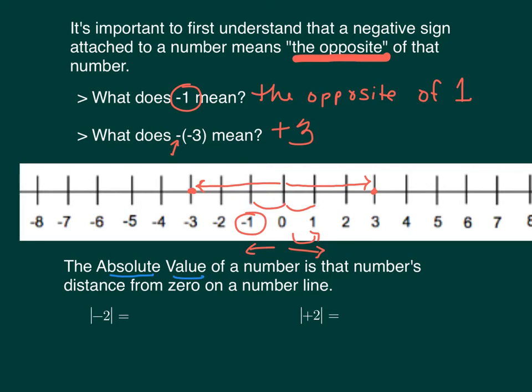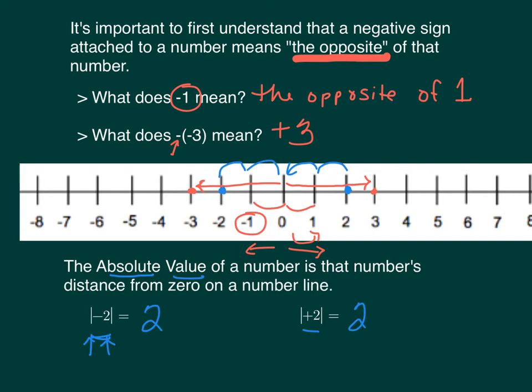So if, for example, I look at this absolute value, and those are absolute value bars, just so you know, to indicate that we're finding the absolute value of -2. I find -2, and I say, how far is 2 from 0? Well, it's 2 units, so it's 2. And then if I look at +2, I find +2 on my number line. How far is +2 from 0? Also 2 units. So they are both the same distance from 0.